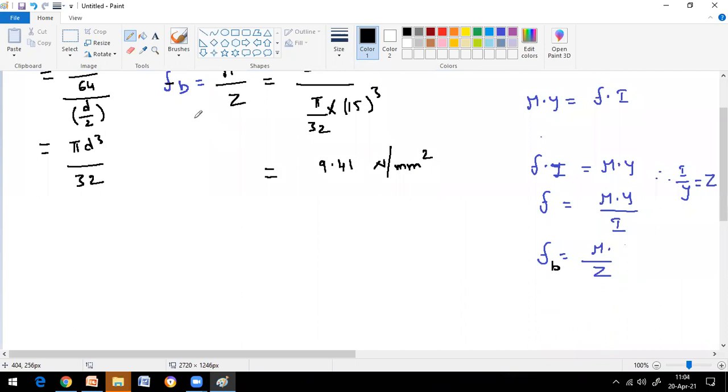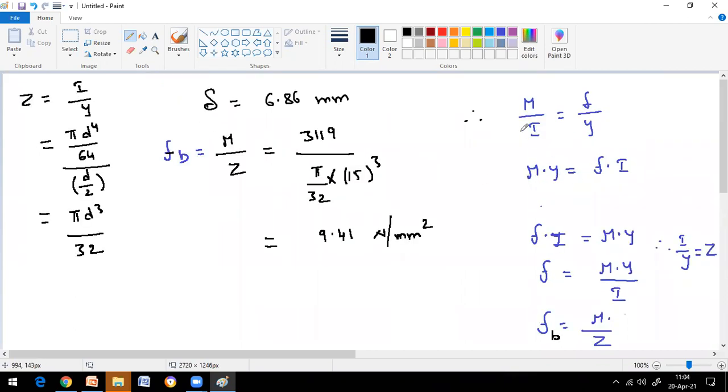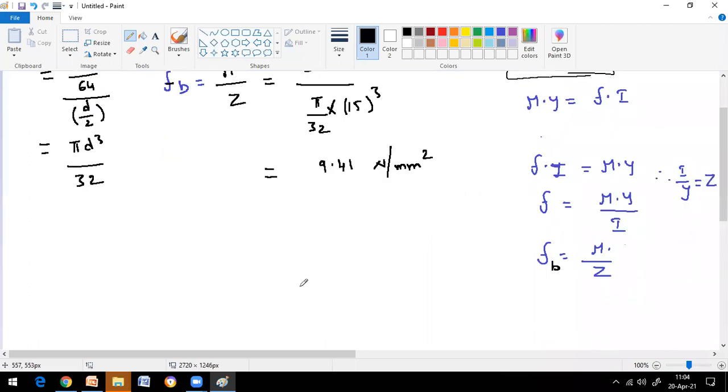So this is the bending stress formula. Bending stress from pure bending equation, M by I is equal to sigma by Y. So how do you calculate the section modulus? Section modulus of the circular section was calculated like this. Now, after getting your bending stress value, calculate the shear stress also, with respect to torsion. With respect to torsion, what is the shear stress?